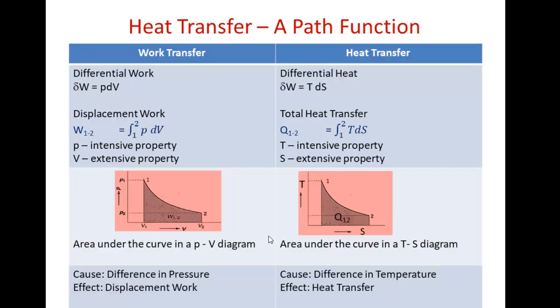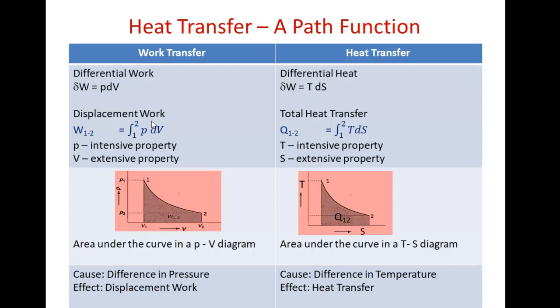Now let us see the difference between work transfer and heat transfer. In the case of work transfer, we represent the differential work as del W because it depends upon the path followed by the system. So that is why we are using this del. So del W equal to PdV. Whereas in the case of heat transfer, we say del Q equal to TdS, where T is the temperature and S is the entropy. Okay, so in the subsequent lectures, we will be studying about entropy.